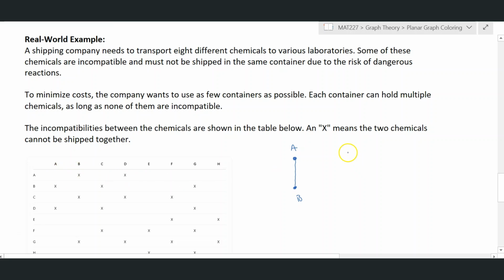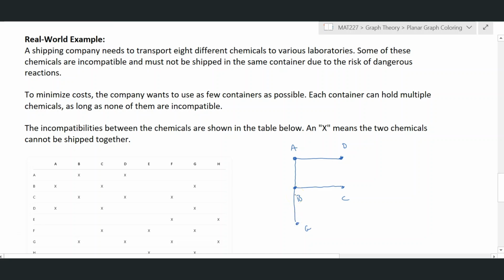A can't travel with D either. So here's D, and we'll put D adjacent to A. That's it for A. Let's look at vertex B. B can't be adjacent to A, we've already got that. It can't be adjacent to C, so I'll put C over here, since it can't be transported with chemical C. B also can't be transported with chemical G, so I'll put that here.